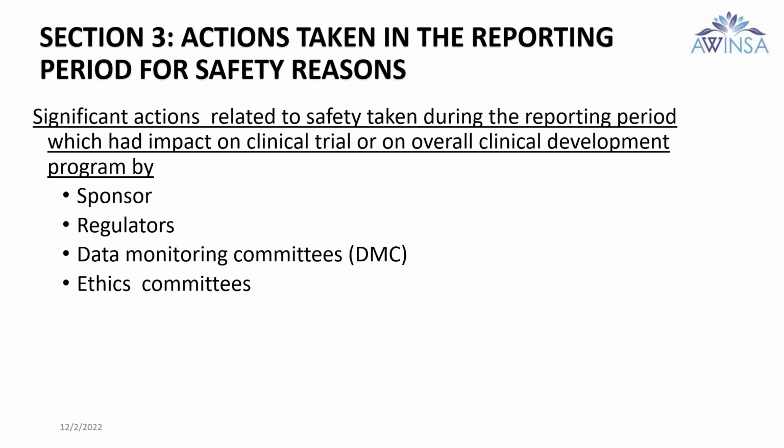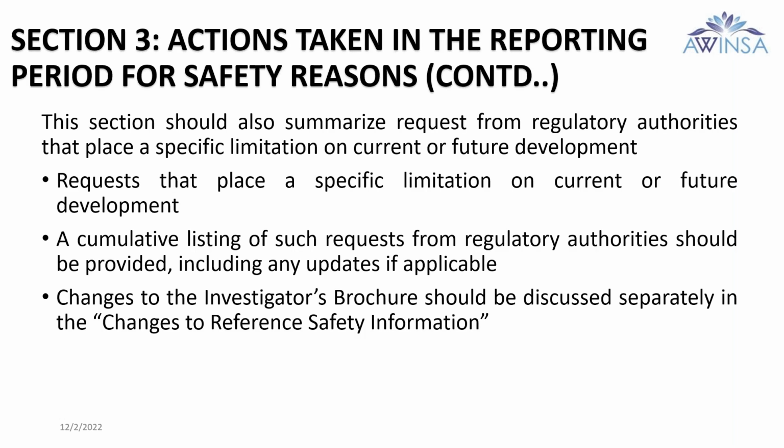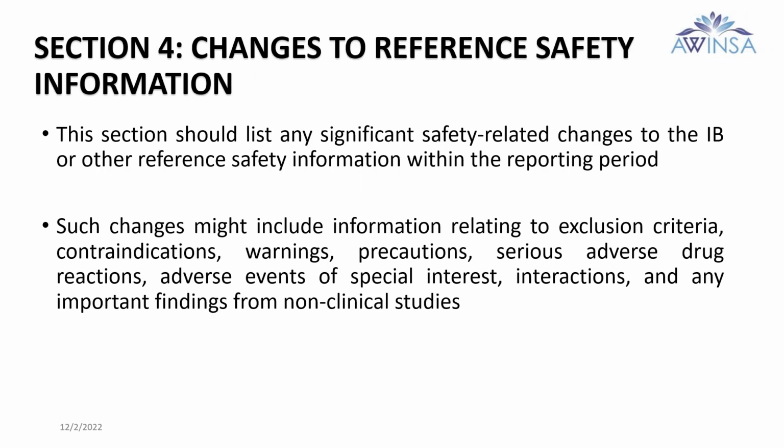But any significant action which has been taken for safety reasons should be mentioned. They could be, for example, refusals to authorize the clinical trial, or a partial or complete clinical trial suspension. There can be a recall of the investigational drug or comparator. There can be scenarios where some risk management activities have been implemented, which could include protocol modifications, restriction to the study population, changes in the informed consent, or formulation changes. So if any such action is taken during the reporting period, it has to be provided.